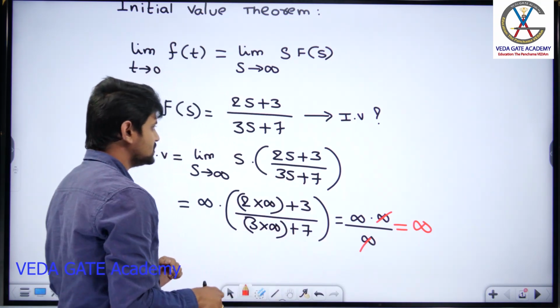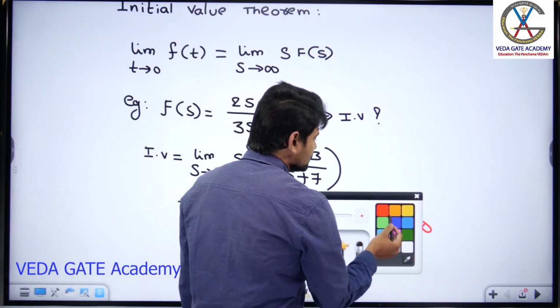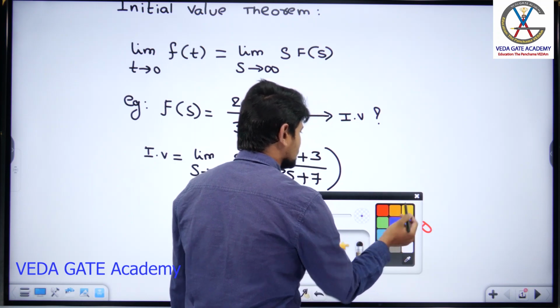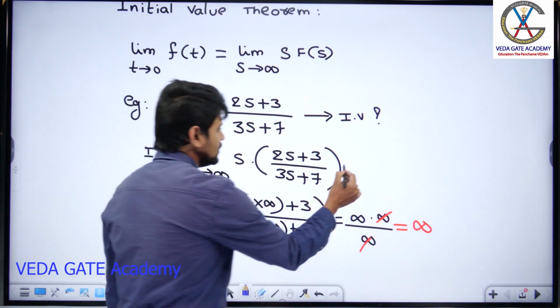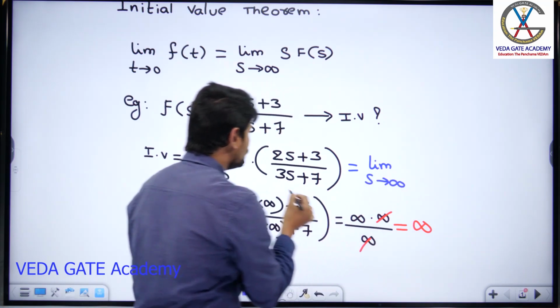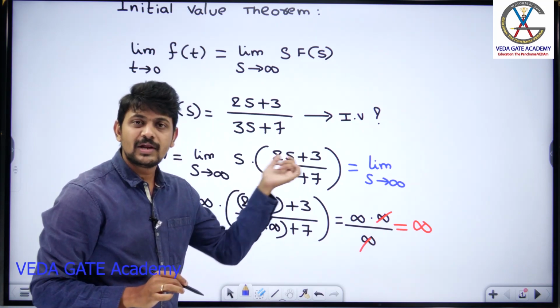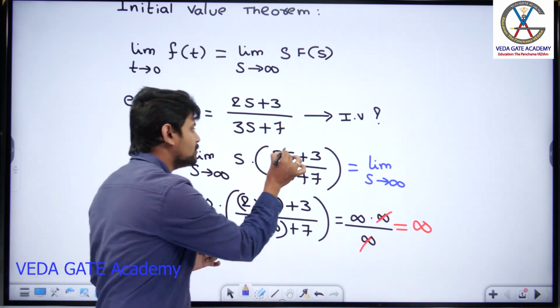Okay, let me try to see the procedure. The correct procedure, let me use a different color. So the correct procedure to solve this particular thing is, let me use blue. Here the correct procedure is limit s tends to infinity. Before substituting directly this variable s with infinity, we have to take the maximum power of that variable as common from numerator and denominator.